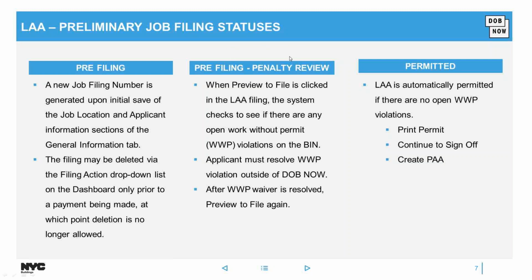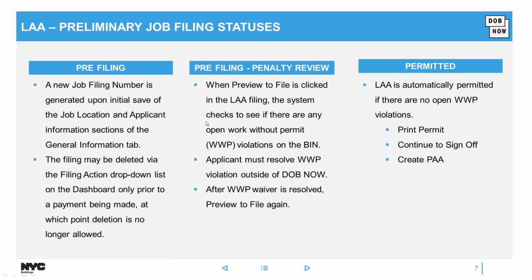If a building for an LAA filing has any open work without permit violations, the applicant is going to know at the point that they click Preview to File within that LAA filing that there are open violations. They won't be able to complete the filing process at that point until they resolve those violations and the status has updated in DOB NOW: Build. So usually 24 hours after you know that the violations have been resolved, you can go back into DOB NOW: Build and complete the filing process.